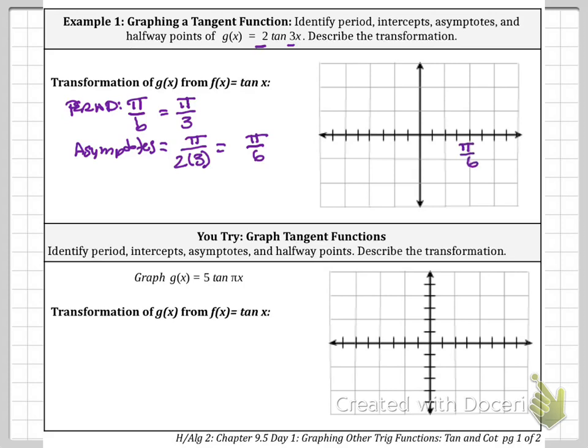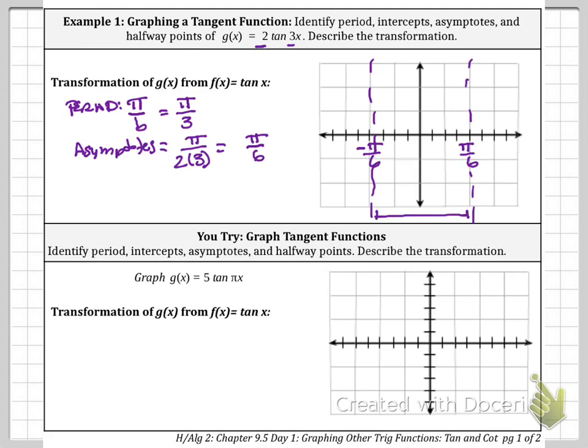And I go 2 out, and then I go 2 out on the left. So this is where my asymptotes are. And actually, if you think about it, we can look at the period, negative pi over 6 to pi over 6. That should equal pi over 3. And in fact, it does. Pi over 6 plus pi over 6 equals 2 pi over 6, which is pi over 3. Okay?